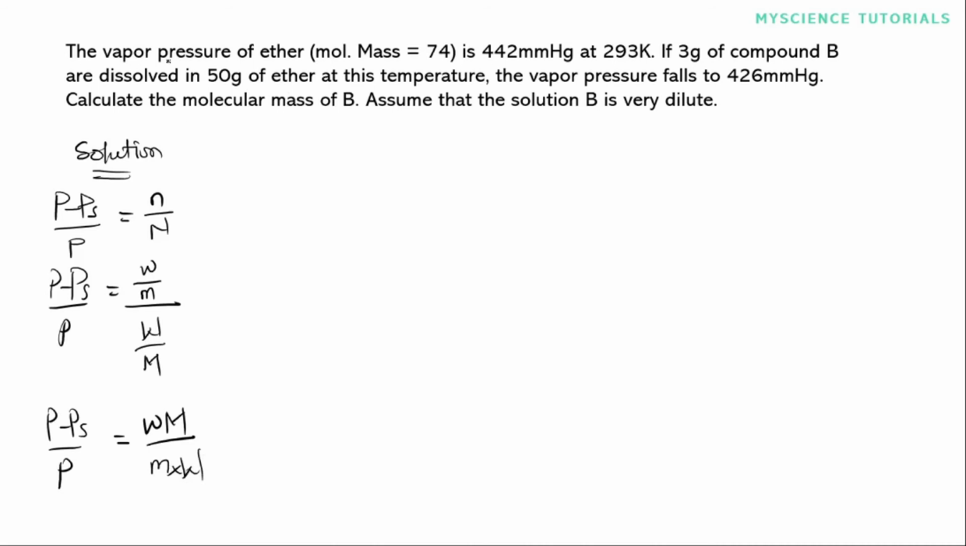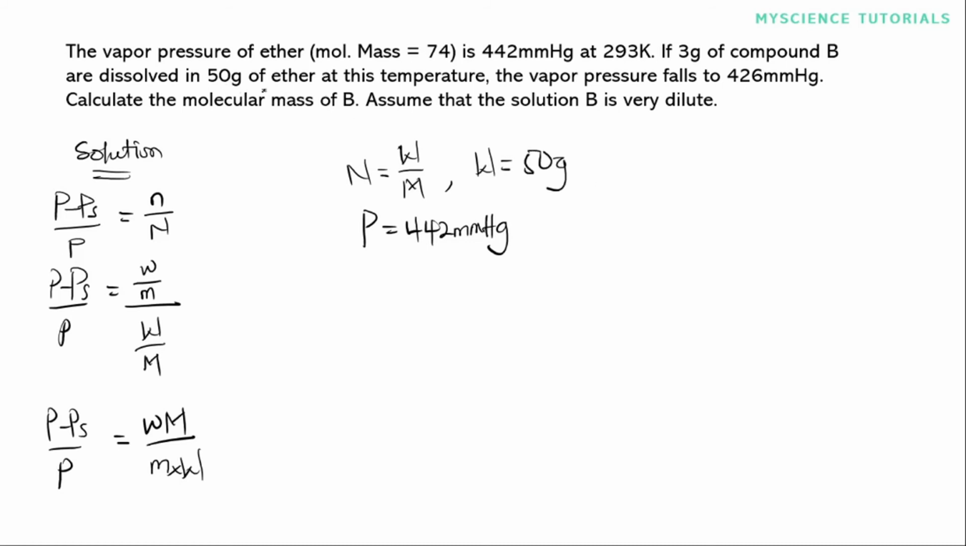Alright, now let's look at our question. The question is telling us the vapor pressure of ether is this. So ether is the solvent, so the capital N has the molar mass, which is capital W over capital M. Alright, so we have the vapor pressure of this, that is just P, which is 442 millimercury. Then the question is saying if 3 grams of compound B is dissolved in 50 grams of ether, so it means the mass of ether, which is the capital W, is what?